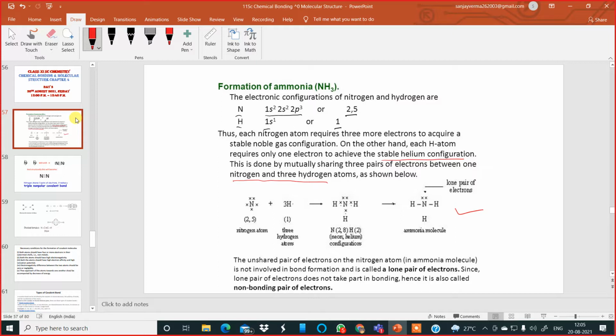Okay, the unshared pair of electrons is the lone pair. It is also called lone pair of electrons. Since that lone pair does not participate in bond formation, it is also called a non-bonding pair of electrons. So this was the formation of ammonia, which is a covalent molecule.